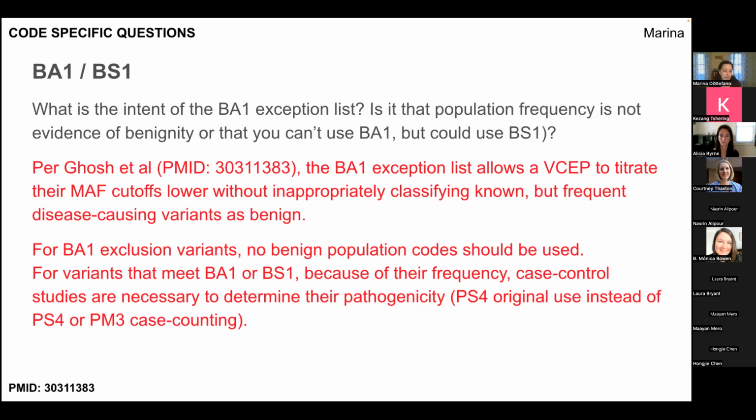For variants that meet BA1 or BS1 because of their frequency, you really should be using case control studies to determine their pathogenicity. So the original use of PS4, that is, enriched in cases versus controls statistically, instead of using the altered definition of PS4, which is like autosomal dominant case counts, or PM3 case counting, just because of its background frequency in controls, you might just find it by chance. So that's why we need to see statistical enrichment in cases versus controls in many of these exclusion variants.